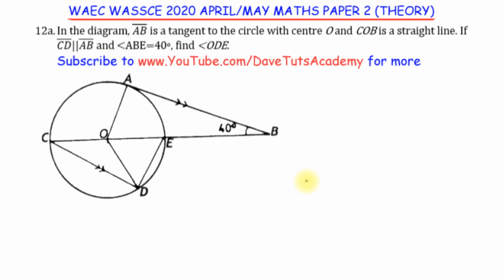In this question on circle theorems, we are told that in the diagram, line AB, this line AB, is a tangent to the circle with center O. So this circle with center O has line AB as its tangent, and COB is a straight line. So this is COB, that's a straight line. If line CD is parallel to line AB, so CD here is parallel to this line AB, and angle ABE, that angle is 40 degrees. We are to find angle ODE.